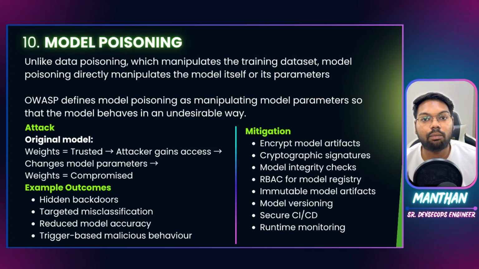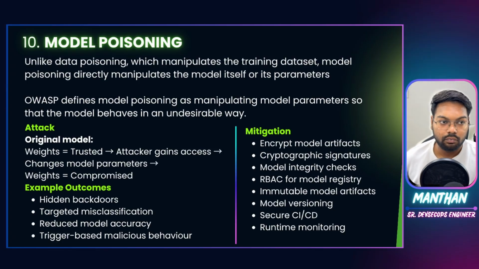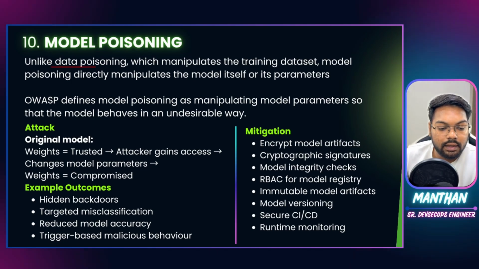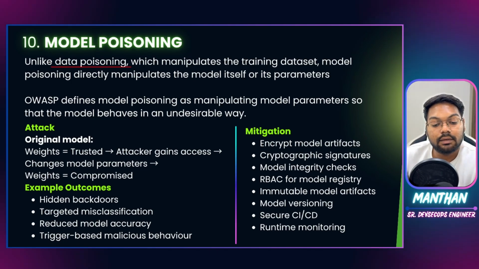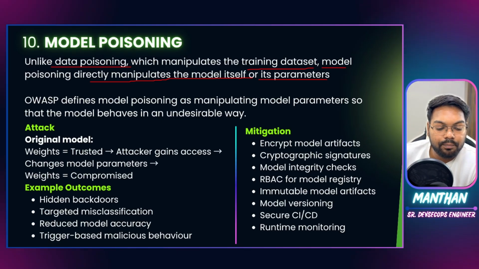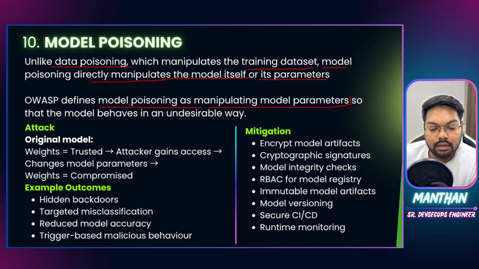Then lastly is model poisoning. Earlier we discussed data poisoning, and now it is about model poisoning. Unlike data poisoning, where the training data set was getting manipulated, model poisoning directly manipulates the model itself and its parameters. OWASP defines model poisoning as manipulating model parameters so that the model behaves in undesirable ways.